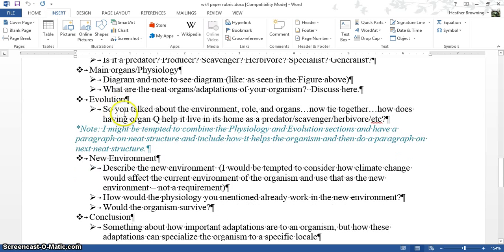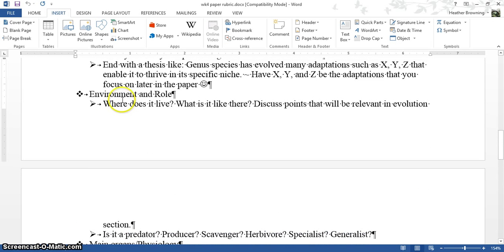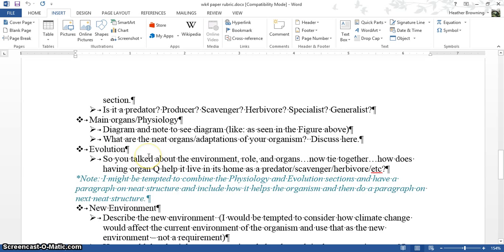Now in the evolution section, so you already talked about the environment and its role, right? You talked about the organs. So now you're going to connect the two together and say how this organ helps it live in its home as a whatever. So the teeth that the guinea pig has allow it to live as an herbivore because it's able to eat down all the food, and it's also got those strong teeth that it uses to help adapt previously used tunnels to better suit it.